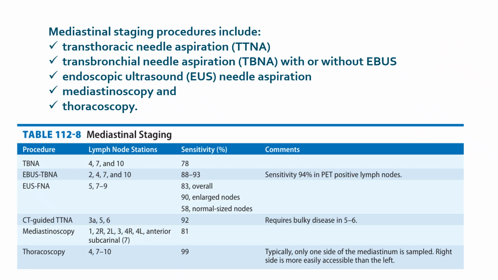The mediastinal staging procedures include transthoracic needle aspiration, transbronchial needle aspiration with or without EBUS, endoscopic ultrasound needle aspiration, mediastinoscopy, and thoracoscopy. This is a chart from Fishman which tells us which procedure we can use for which lymph node station sampling. Like TBNA is used for station 4, 7, 10, EBUS TBNA is for 2, 4, 7, 10. EUS FNA is used for station 5 and 7 to 9. CT guided transthoracic needle aspiration is used for station 3, 5, 6. Mediastinoscopy majorly for 2R, 2L, 3, 4R, 4L, and subcarinal. Thoracoscopy is for station 4, 7, 8, 9, 10.